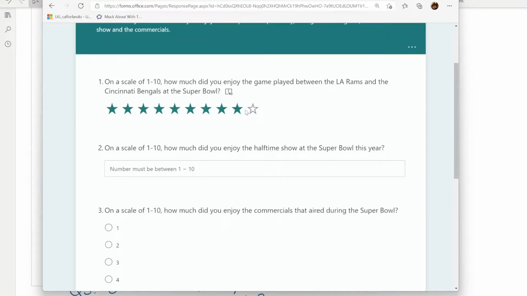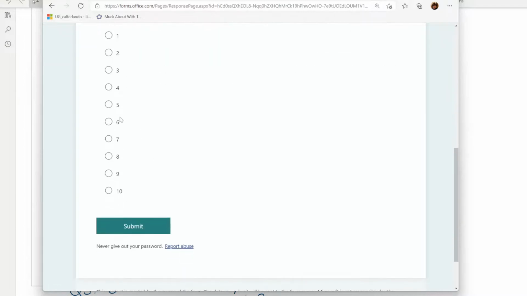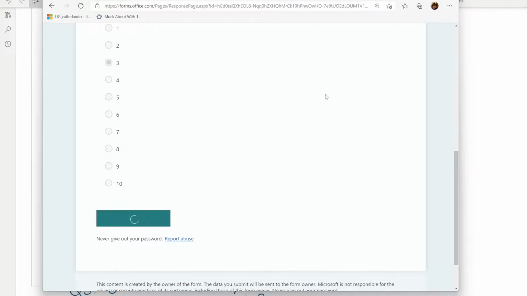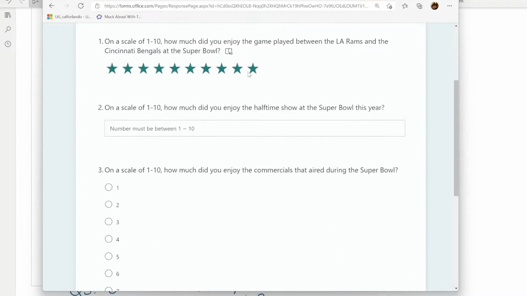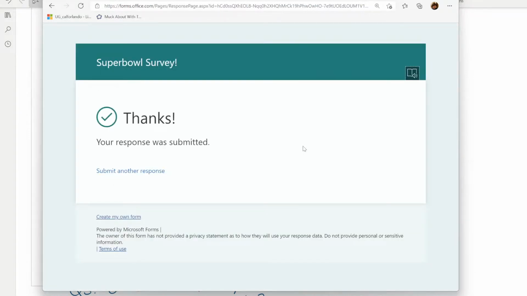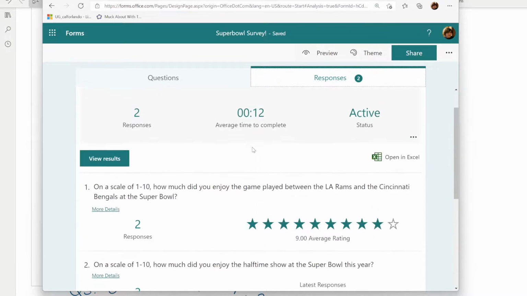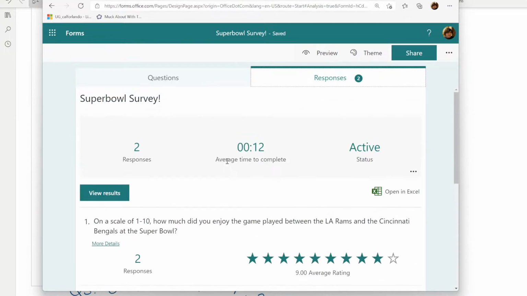On a scale of 1 to 10, how much did you enjoy the Super Bowl? It was pretty good. Scale of 1 to 10, how much did you like the halftime show? I thought it was really great. The commercials, whatever, I'm not really a commercial guy. I'd say a 3. Then I submit. And somebody else could submit another version of that, and they could say, I loved it. I hated it. I thought it was okay. Boom. And there we go. And people can submit their answers. And the nice thing is, as they do it, I get their answers, which is really helpful. So we'll talk about that.